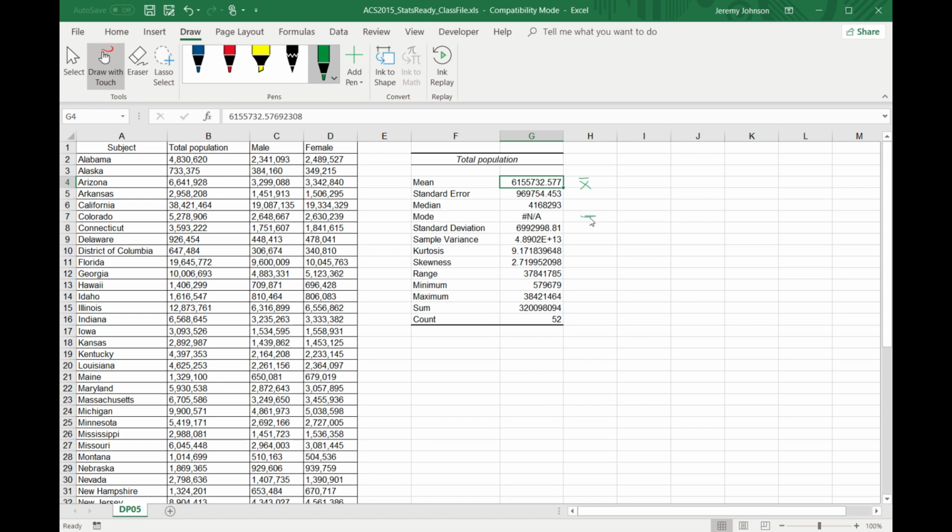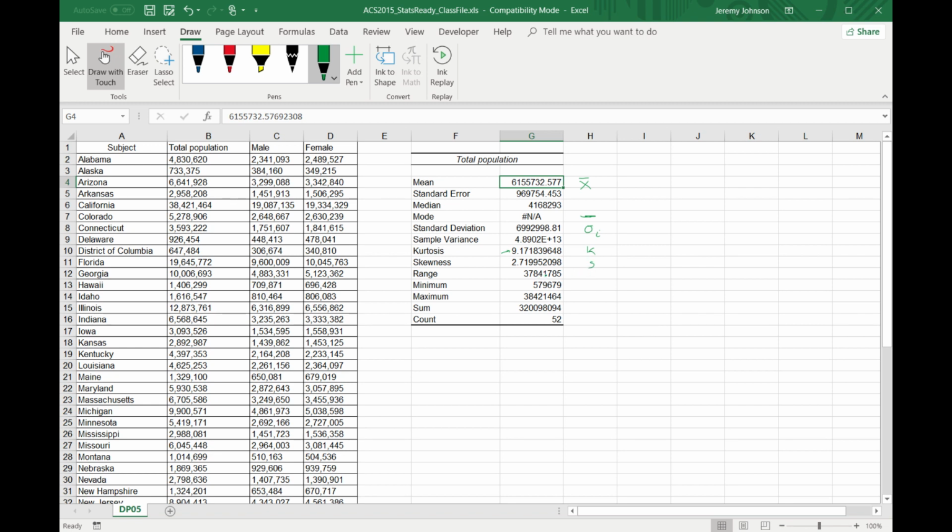Now this makes sense here that the mode, there's no state with the exact same population, or no two states that have this exact same population, and that's what we would expect. Our standard deviation here is around 7 million, right? So let's put in our terminology here. Our kurtosis is very, very high. We're going to pay very close attention to that. And our skewness is actually out there as well.